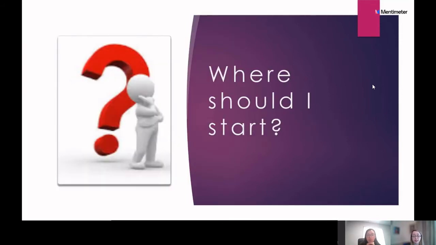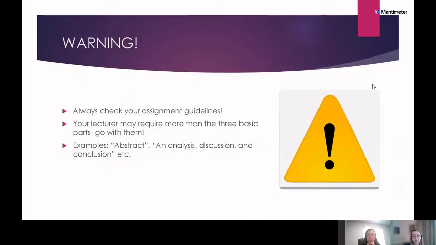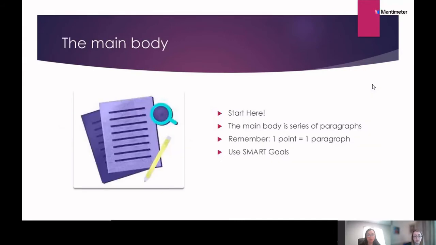Okay, so where should I start? Always remember to check your assignment guidelines. Even in the middle of writing your assignment, go back and check and make sure you're on point, you're actually talking about what you need to be talking about. Your lecturer may require more than 3 basic parts, so go with them. Whatever your assignment says, go with what they say. Examples are abstract, analysis, discussion, and conclusion. So go with what they say.